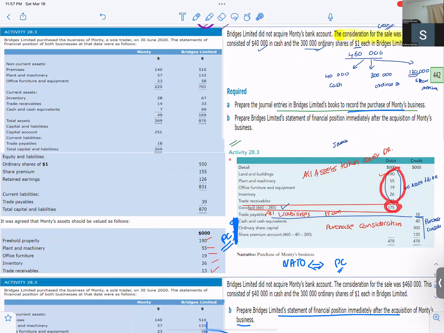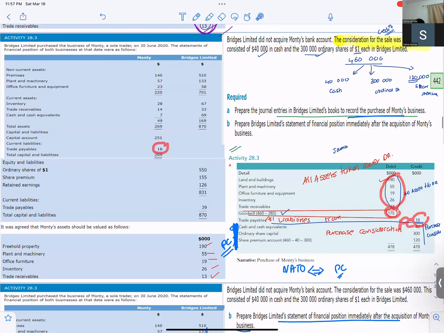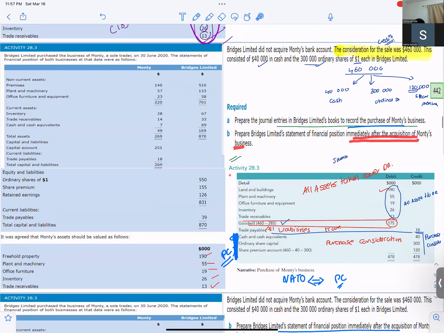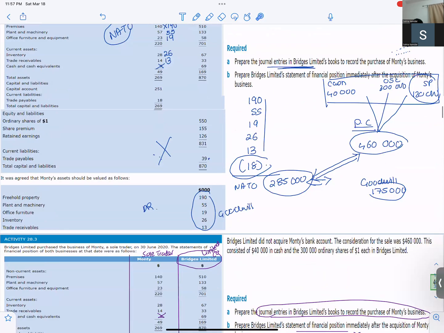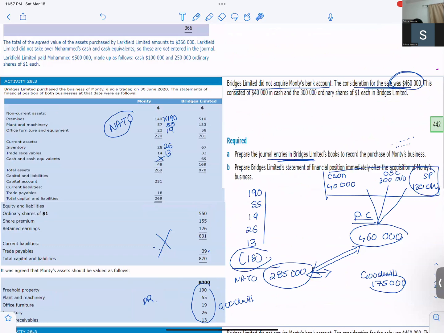Also, I have to prepare Bridge Limited's statement of financial position immediately after the acquisition of Monty's business. If I have to prepare the combined statement of financial position immediately after acquisition, I will add the net assets taken over with Bridge. So Bridge Limited's new statement of financial position we will prepare. The non-current assets will be 190 plus 510. Plant and machinery 55 plus 133. Office furniture and equipment 19 plus 58. Inventory would be 26 plus 67. Trade receivable 13 plus 33. Trade payables will be 18.